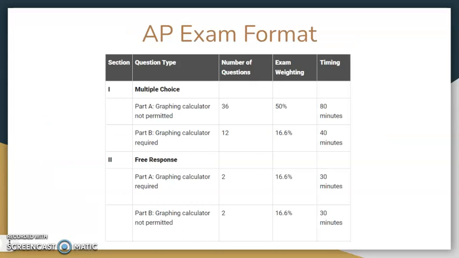The AP exam format: this is a long exam. It's going to be about 3 hours long, and about 1/3 of it is with a graphing calculator and 2/3 of it without a graphing calculator. So we're looking at 2 hours of multiple choice questions plus 1 hour of free response questions.